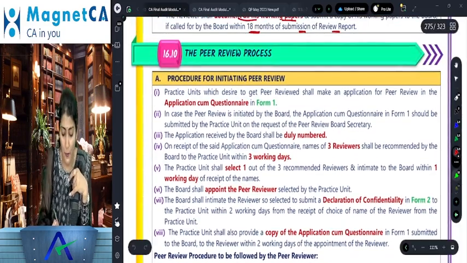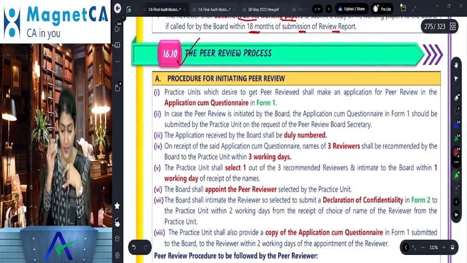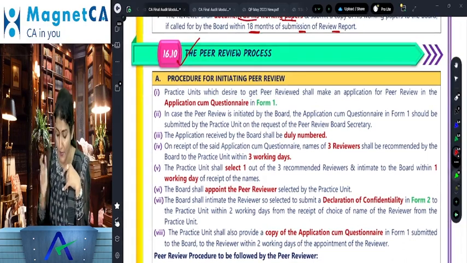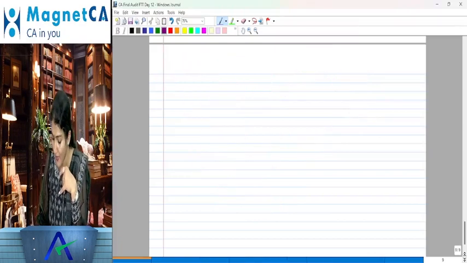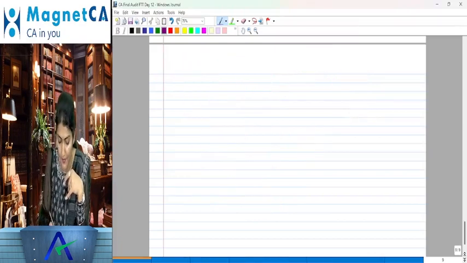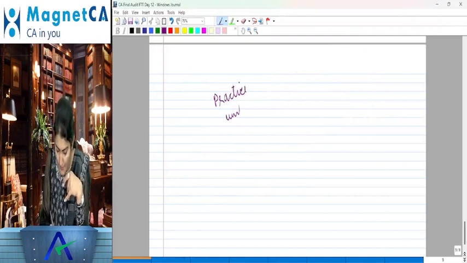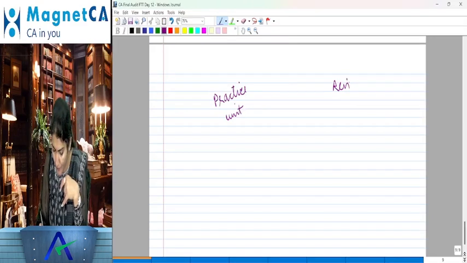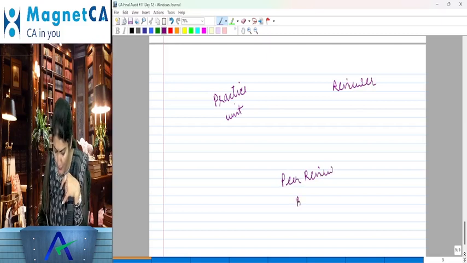Now we come to the peer review process. Right? Now we come to the peer review process. So how many candidates are there in the peer review process? There is the practice unit, there is the reviewer, and then there is the peer review board. Are you able to follow this?